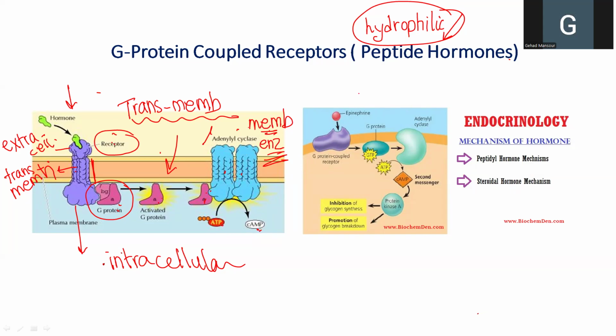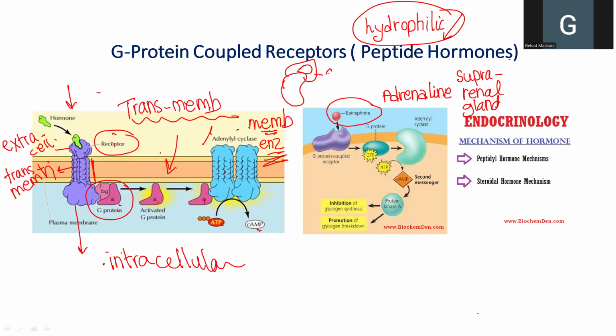How this occurs in detail, here we have a specific example. We have epinephrine, which is adrenaline. And adrenaline is a peptide hormone that is secreted by the medulla or the center of the adrenal gland or the suprarenal gland, which is a gland that lies just above the kidney, as we said in the previous videos. So this is the suprarenal gland itself. The outermost part of the suprarenal gland is the cortex, which secretes steroid hormones, but the inner medulla of the suprarenal gland secretes adrenaline or epinephrine.